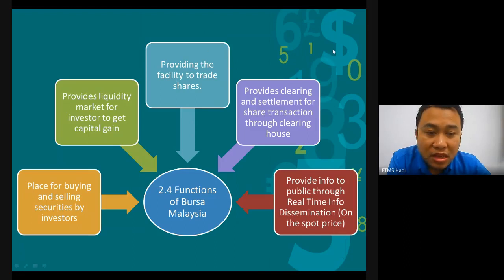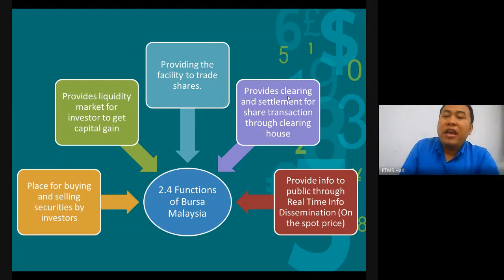Number four, provides clearing and settlement for share transactions through the clearing house. For your information, clearing and settlement means ensuring that the transaction is completed. I'll give you an example. An investor wants to buy shares, so the transaction must be closed by a selling. Buying and selling must both be done. There cannot be only buying with no selling.